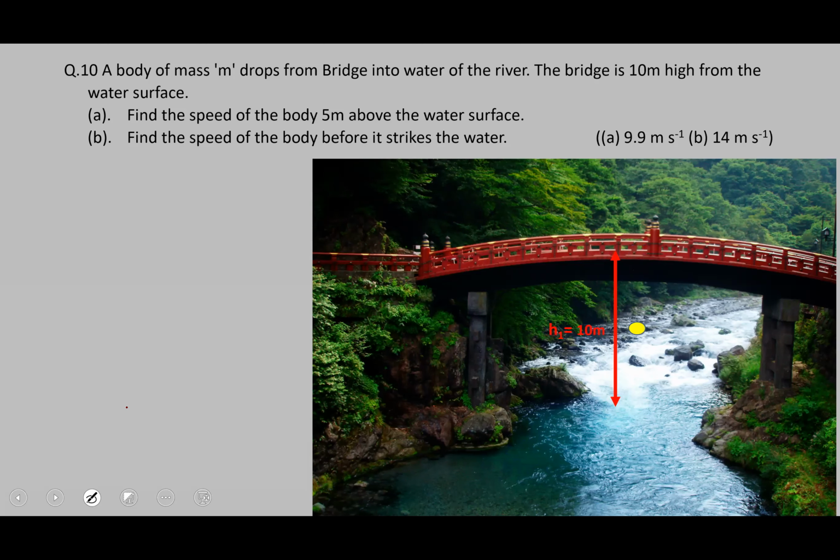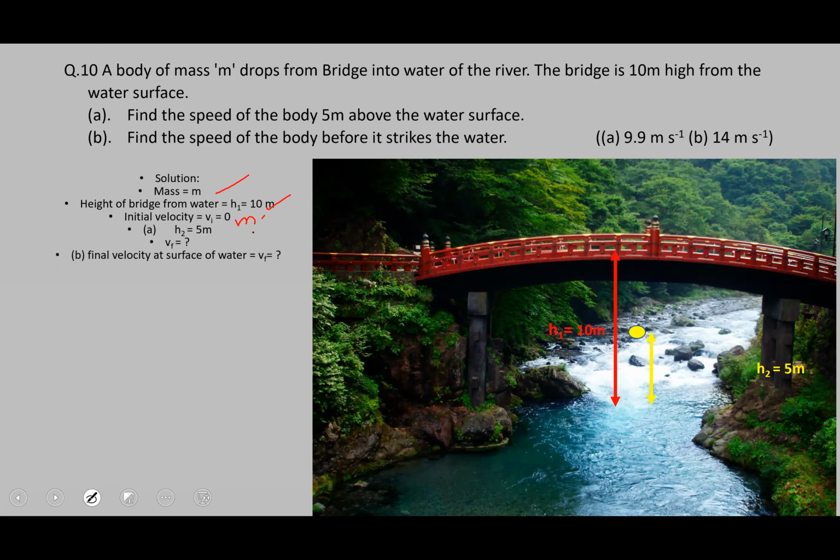It falls down to 5 meters away from the river, and we have to find the velocity at this point. So let us take a look at the solution. In this case, mass is m. The height of the bridge is basically 10 meters, which is h1. The initial velocity is given as v = 0 meters per second.